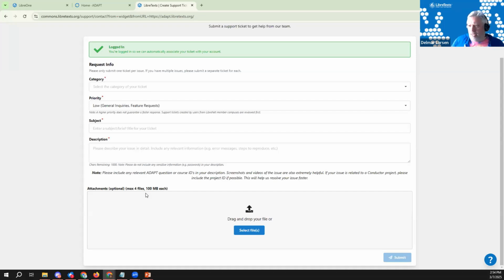So far, we haven't gotten very many. I mean, we get a handful every week. That's not too big of a deal for us. But yeah, feel free to capitalize on it if you want, or you can go to support.libretexts.org. That goes directly to this page. And you don't even need to have an account. You can come in as a guest and just submit it, which many people do.